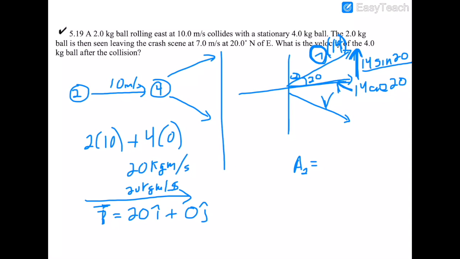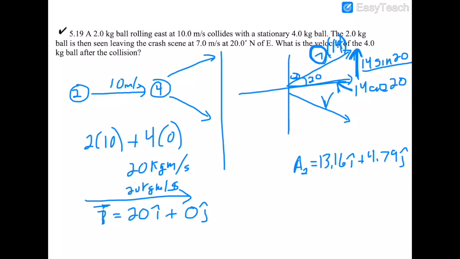Okay, so if I do that out, my i hat is 14 cosine of 20. And if I put that in the calculator, I get 13.16 i hat, which makes sense. It's going to the right. It should be positive. And the j hat is, if you put in 14 sine of 20, you would get 4.79. Okay, so that's j hat.